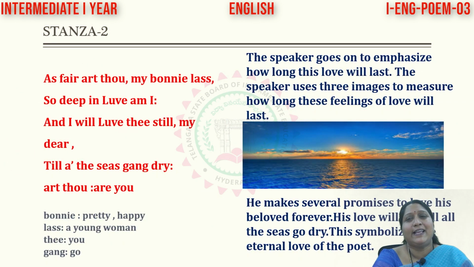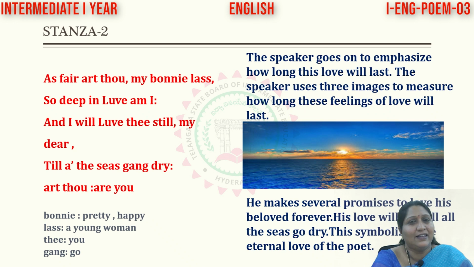Now let's take a look at the second stanza. As fair art thou, my bonny lass, so deep in love am I, and I will love thee still, my dear, till all the seas gang dry. So here you can see that in the first line, the poet is really comparing the beauty of his beloved to an art piece. He says, as fair art thou, that means you are so fair and beautiful, just like a piece of art. And he addresses the beloved as my bonny lass. This expression is usually used in old English literature, which means a pretty, happy young woman.